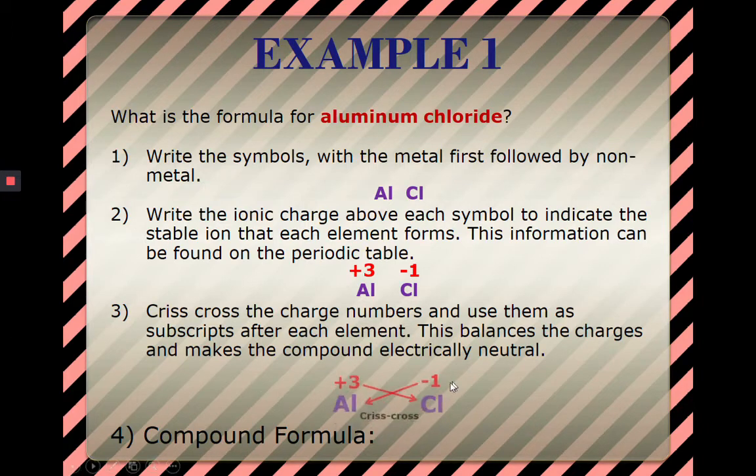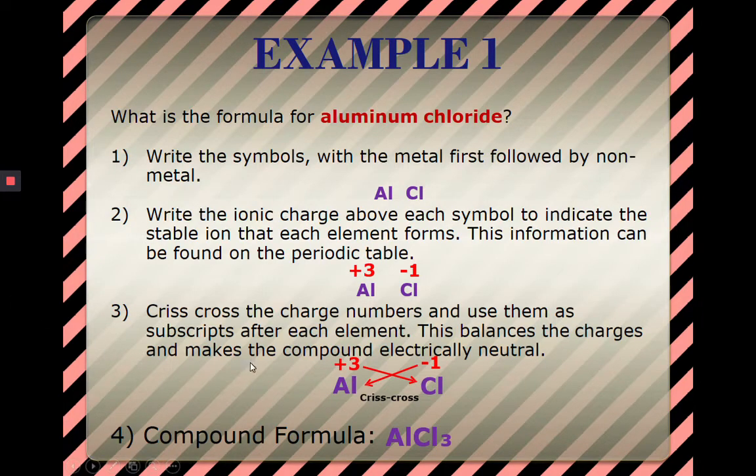So this means that chlorine will get 3 and aluminium will get 1. Therefore the compound formula will become AlCl3. The signs of the charges are dropped down.